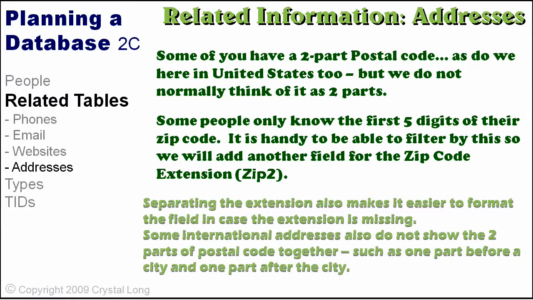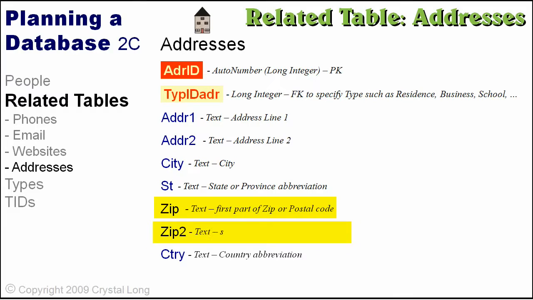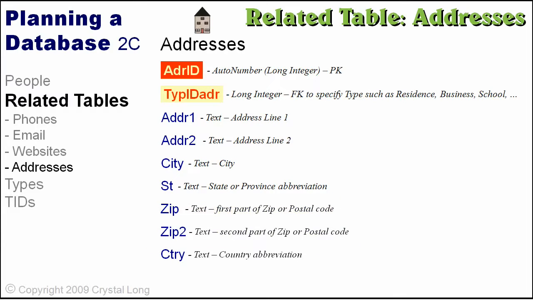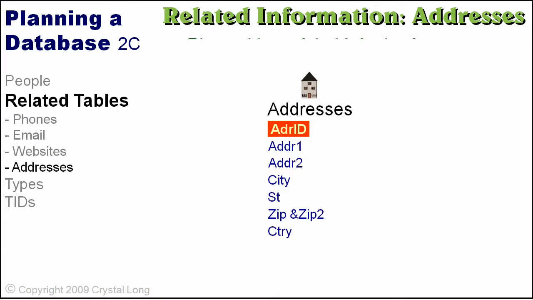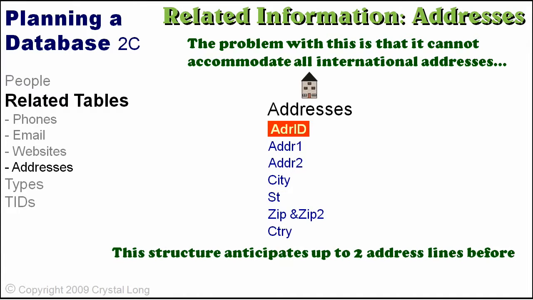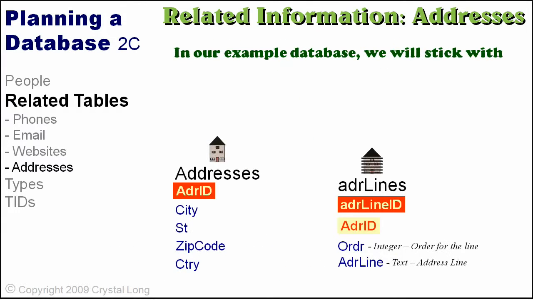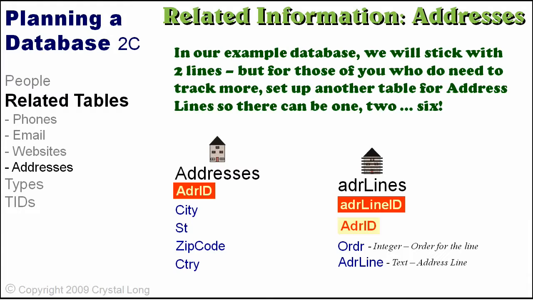Some international addresses also do not show the 2 parts of the postal code together. Maybe there's 1 part before a city and 1 part after a city. Here is the revised structure showing zip as 2 fields. I've also added an area field that you can use to group addresses by a particular area or region. The problem with this structure is that it cannot accommodate all of the international addresses. This structure anticipates up to 2 address lines before the city, but that is not enough for everyone. In our example database, we will stick with 2 lines for now.